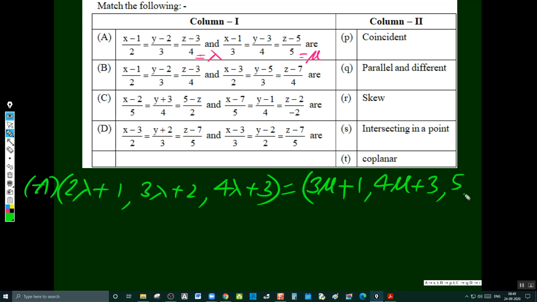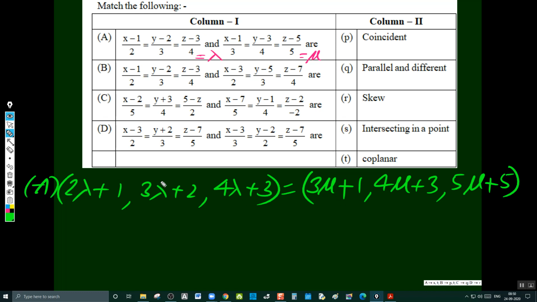If they are intersecting, what must happen? They must have a common point. How to get the common point here? By equating these two, you will get 3 equations in lambda and mu. Follow me carefully, please. 2 equations are sufficient to solve lambda and mu. But what is the third equation for?